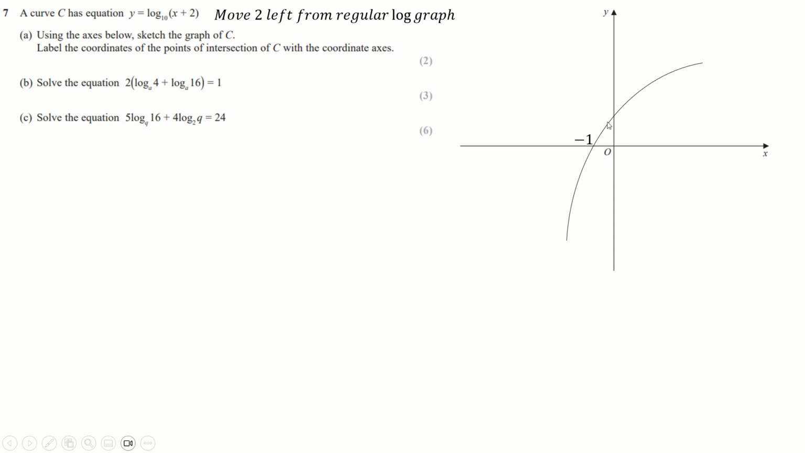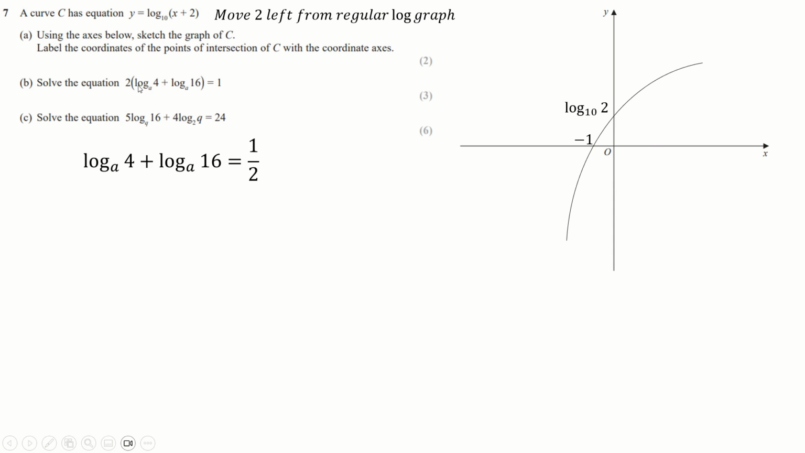I think the other way you could have done it is just you should know that the log graph goes through the x-axis at 1, and you're just moving it 2 to the left, so it needs to be minus 1. And then this point here is when x is 0, just shove in x is 0, and you get log to base 10 of 2 is right there. So that's my sketch.